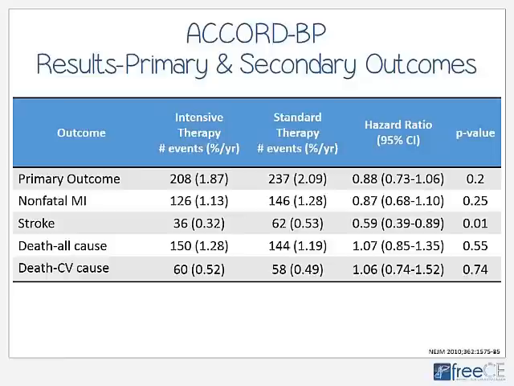Breaking it down to the components of that primary outcome, there was no difference in non-fatal MI. There was a statistical difference in the incidence of stroke though. So we can see that intensive therapy is better than standard therapy. That lower blood pressure goal was better than the higher blood pressure goal in terms of preventing stroke. Again, no difference in all-cause mortality, no difference in death from cardiovascular causes.